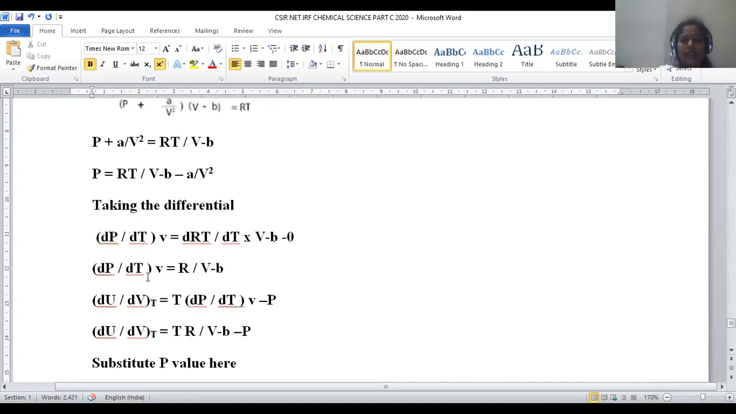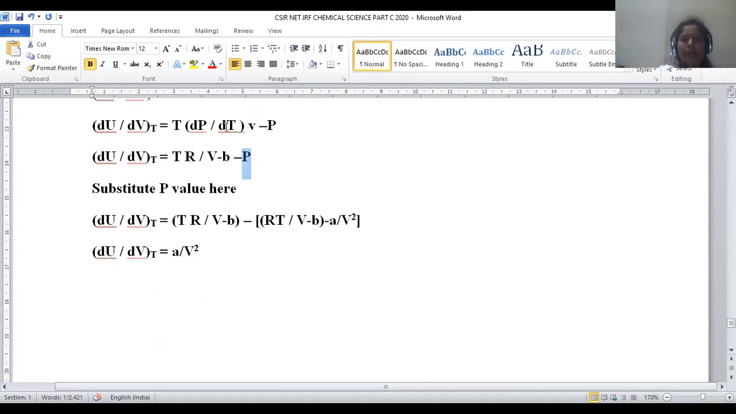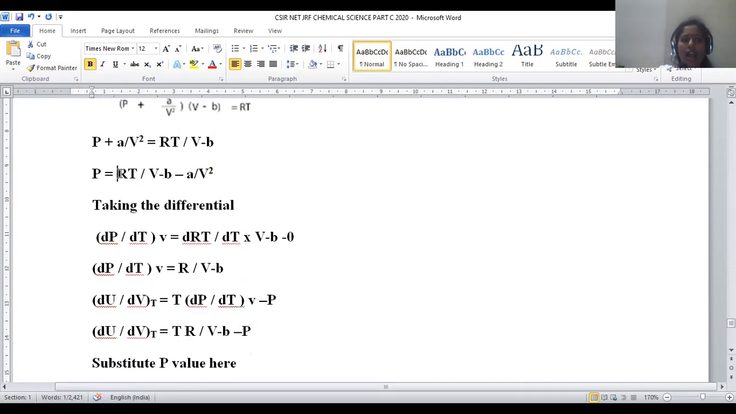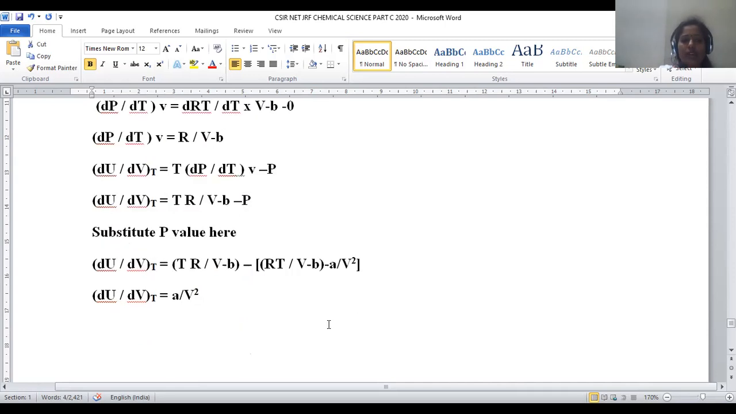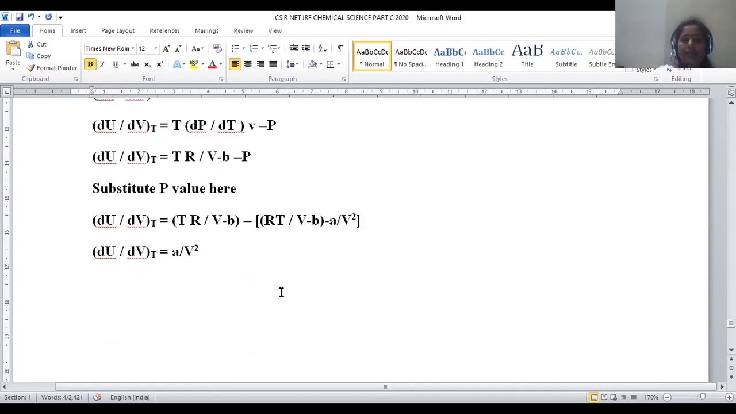Now let us take the equation P is equal to RT by V minus B minus A by V square. The dP by dT term we substituted, and now we are going to apply the pressure term. What is the pressure equation? RT by V minus B minus A by V square. That will be substituted here. dU by dV at constant T is equal to TR by V minus B minus P, where P is nothing but RT by V minus B minus A by V square. So this is the P term, and this will be substituted in the equation.